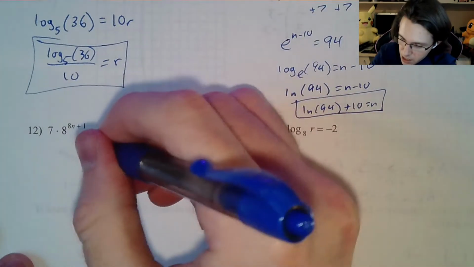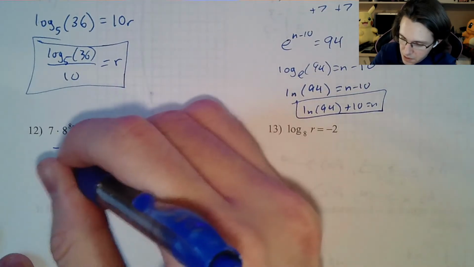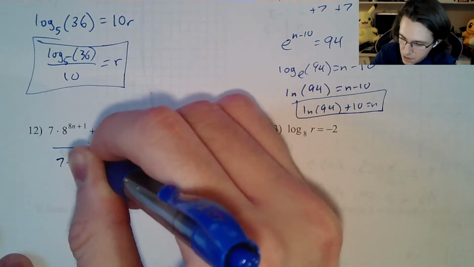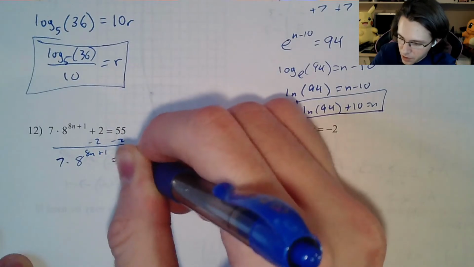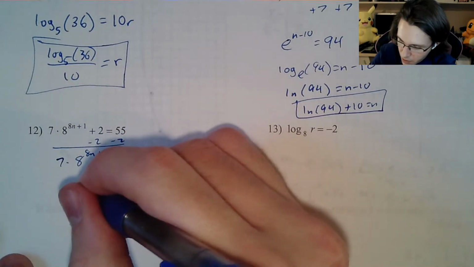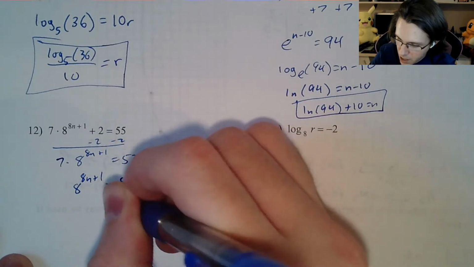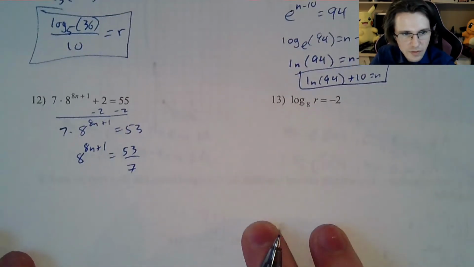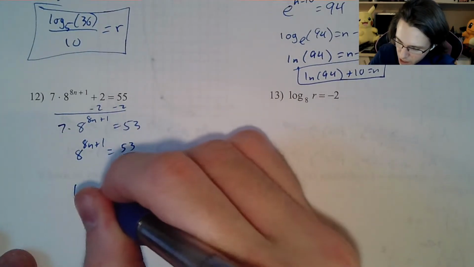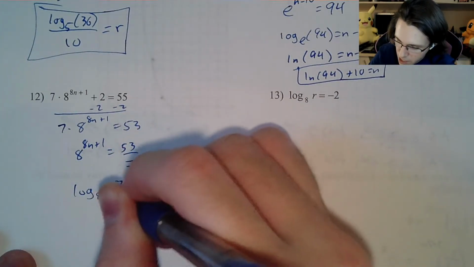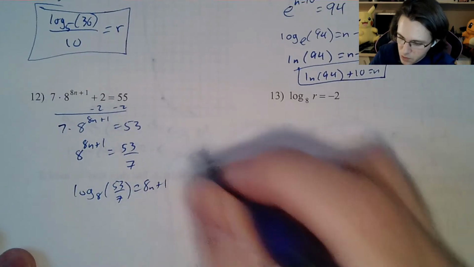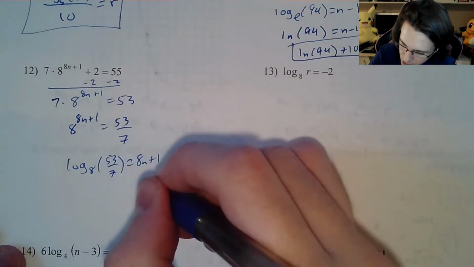Number 12. Let's go. Same exact idea. Subtract 2 on both sides first. By the way, you do not need to show that work. If you were able to do that in your head, I would much rather you do it in your head because that's better for you in the long term. Anyways, divide both sides by 7, log loop it up. We got log base 8 of 53 over 7 is equal to 8n plus 1. Subtract 1, divide by 8.